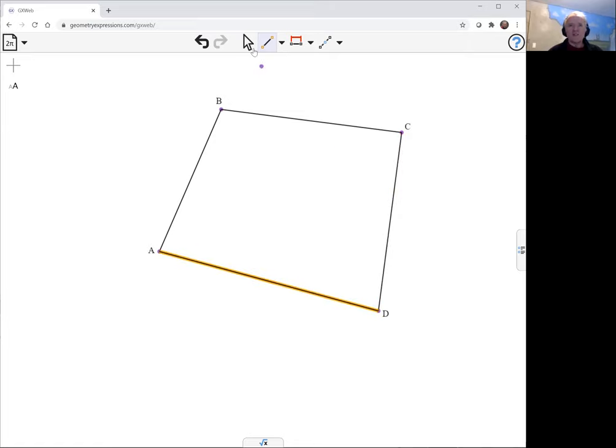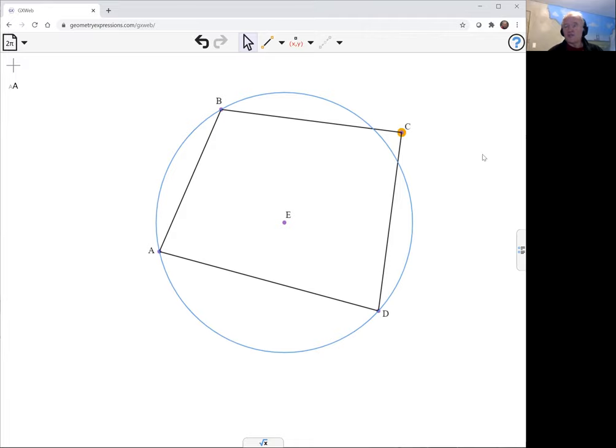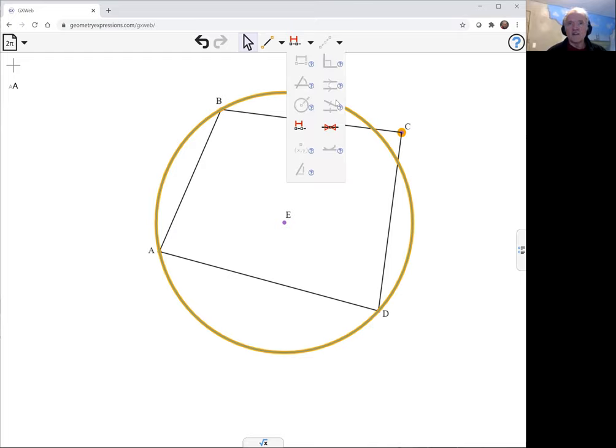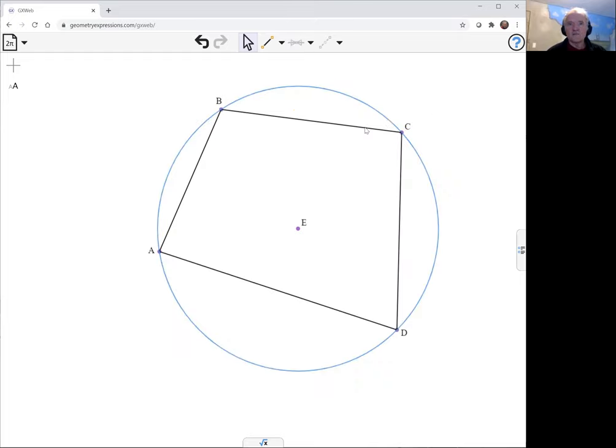There's a quadrilateral. First of all, I can put a circle through three of the points. And that's always possible. And use that constructor there. And now, of course, my fourth point, because I just drew a quadrilateral, doesn't lie, unless I'm very lucky, on that circle. However, I can make it do that using the incidence constraint here. So now we have a cyclic quadrilateral.